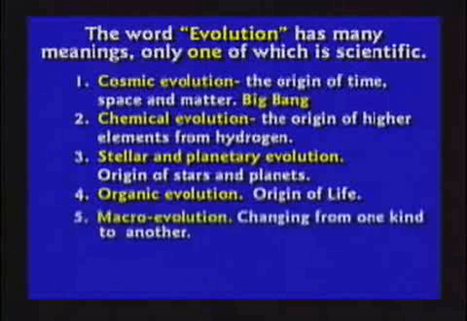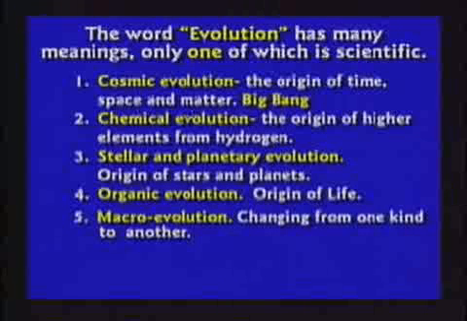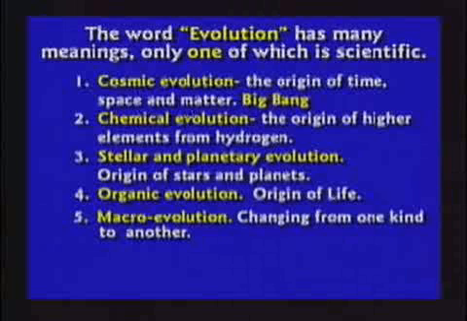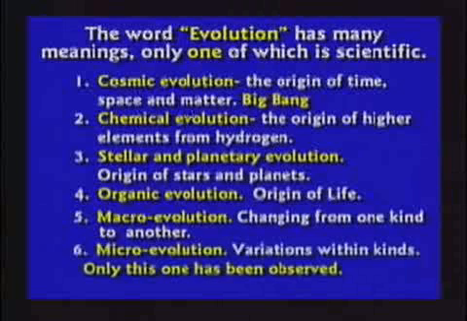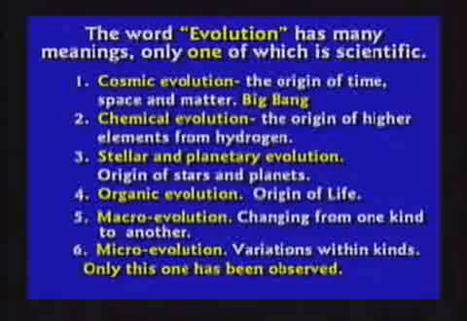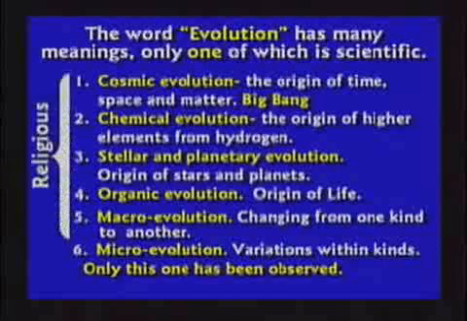Next, they have what's called macroevolution, changing from one kind of animal into another. Nobody's ever seen a dog produce a non-dog. And lastly, we have variations within the kind that some people call microevolution. Okay, this one happens, whatever you call it, it happens. The first 5 are purely religious.